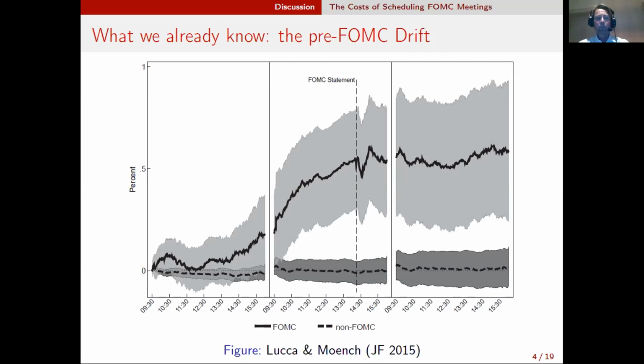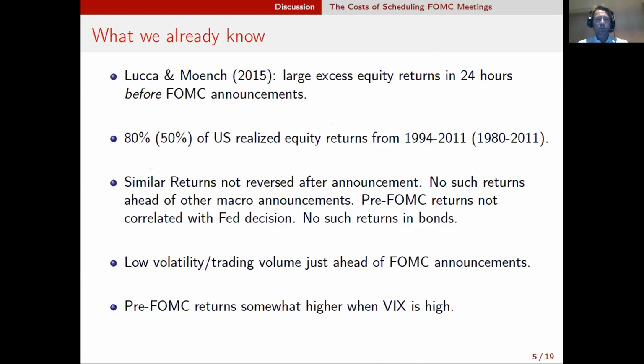50 basis points per meeting is about 4% per year, which over the period where we document this corresponds to about 80% of overall realized returns. We're careful not to label this 80% of the equity premium, because we're still skeptical this is really a risk-based story, but it could be. So I think that's the broader literature. On all other days, on average, over the sample period, stock returns were essentially flat. So there's this large excess return.